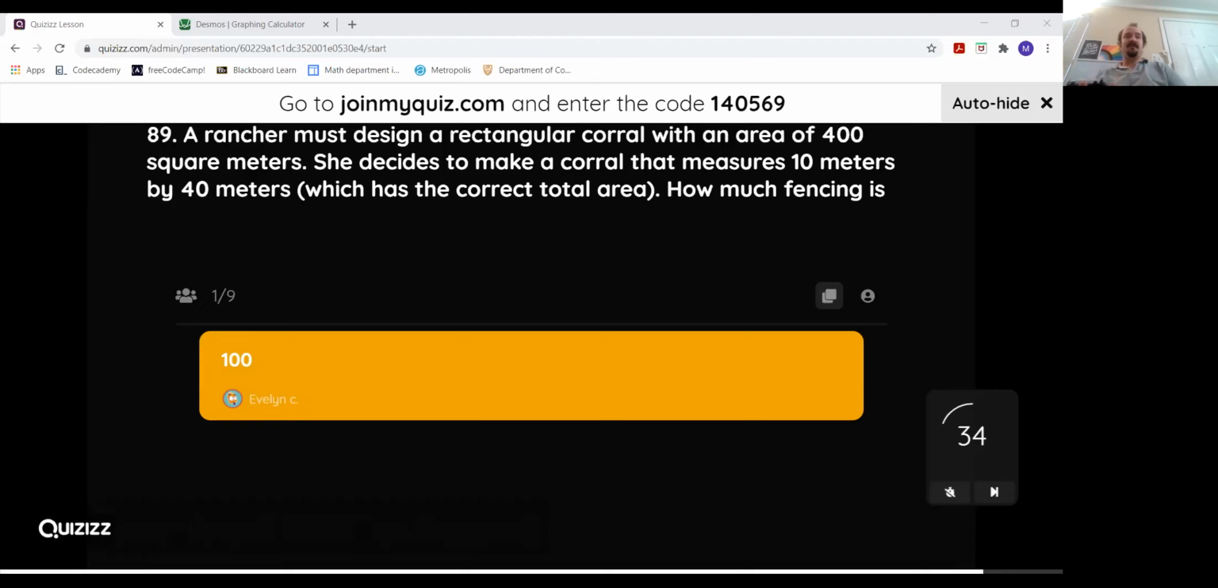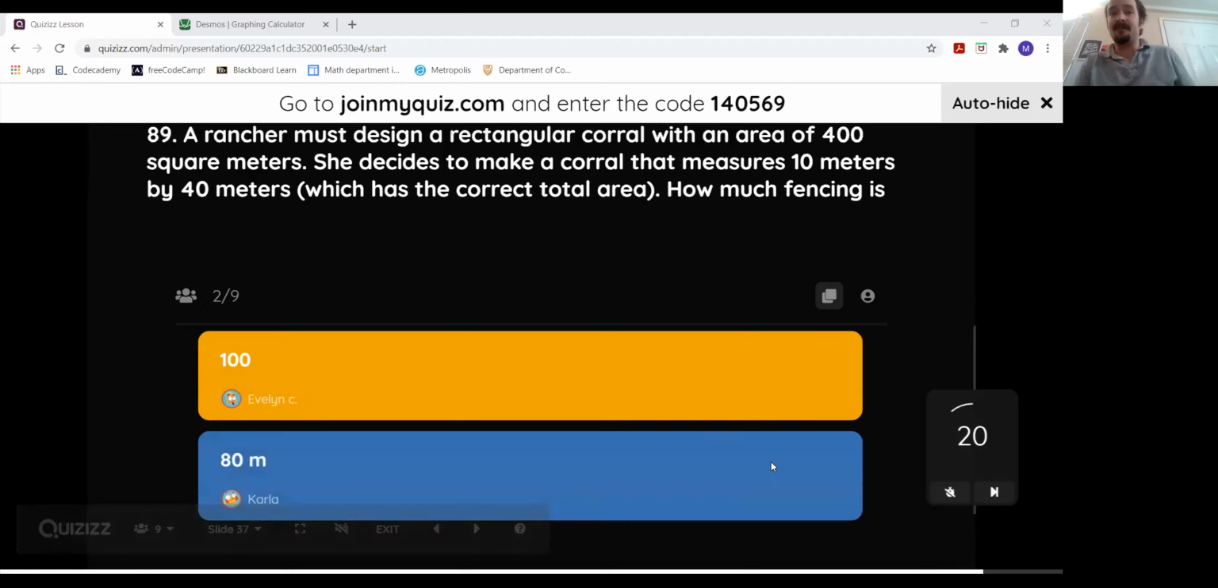So you're talking about 100 meters of fence versus 80 meters of fence, and it's going to fence in the same exact area. If he was really smart, he'd do a circular pen, but I guess he's not that smart. Or she, I guess, is a rancher. Yeah, 80 meters.